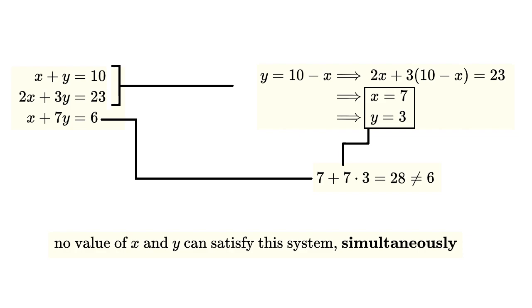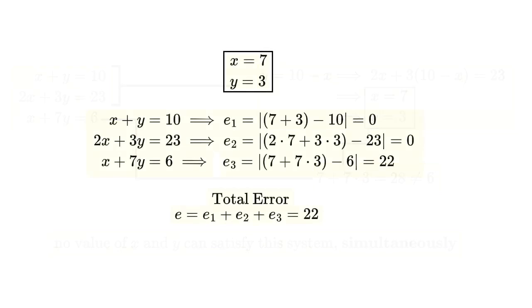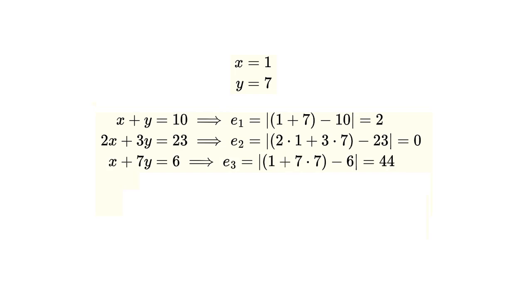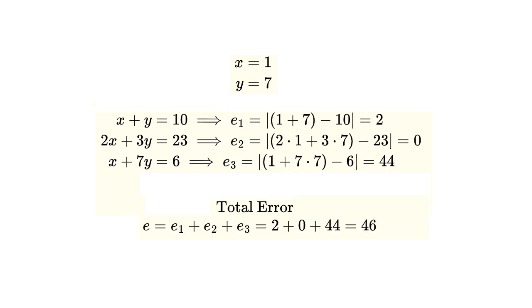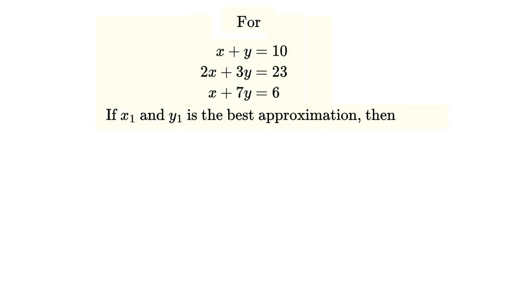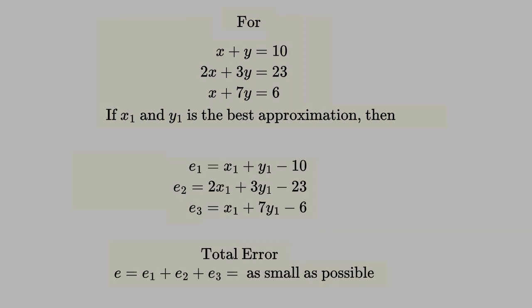Coming back to our example, what would a solution look like if we could call it good enough? The solution we have right now works well for the first two equations, but it is off the mark by 22 points for the third one. Is that the best we can do? Or can we come up with some other value for x and y that could make this a little better? If we take x equals 1 and y equals 7, then for the first equation, we would be off by 2 points. For the second one, we would be on point, and for the third one, we would be off by 44 points. That's obviously worse than before. What I want here is that the error between the solution and the system be as small as possible. Mathematically, if x1 and y1 is the best approximate solution, then I want the total error, which is the sum of errors of all equations, to be minimum.